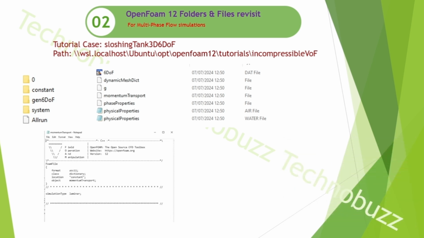In momentumTransport file, as already known, we specify whether the flow is laminar or turbulent. If turbulent, then we add specific model and accordingly we need to add files related to k and epsilon etc. in folder 0 as we already know.